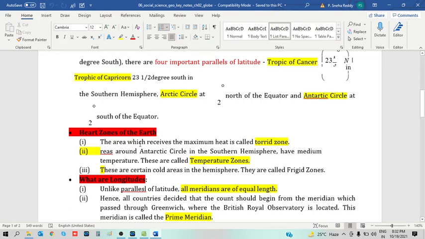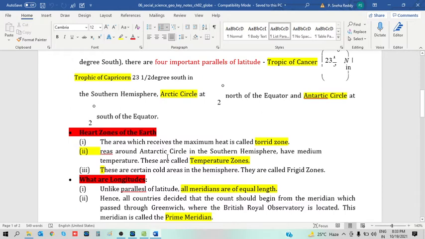Heat zones of the earth. The area which receives the maximum heat is called the torrid zone. It lies between the Tropic of Cancer and the Tropic of Capricorn, mainly. From the equator, which is 0 degree latitude, to the Tropic of Cancer, and south of the equator to the Tropic of Capricorn, that area has high temperature normally. That's why it is called the torrid zone.